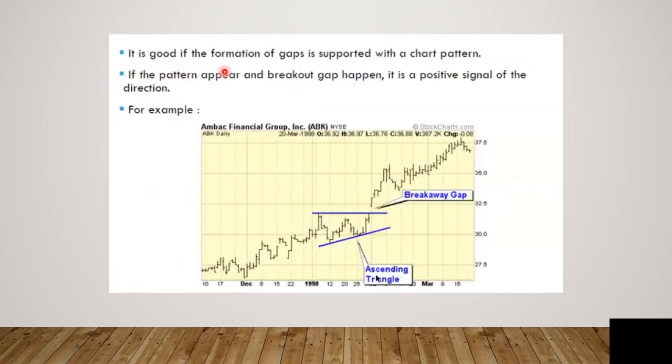So it is good if the formation of gaps is supported with a chart pattern. Jadi kalau ada chart pattern, lagi bagus, so that it will give a strong formation. If the pattern appears and a breakout gap happens, it is a positive signal of the direction. Jadi bila ada pattern dan bila adanya breakaway gap ni, itu adalah satu signal yang bagus lah, sama ada dia akan menaik ataupun dia menurun. Kat sini dia ascending triangle kan, so dia naik lah.